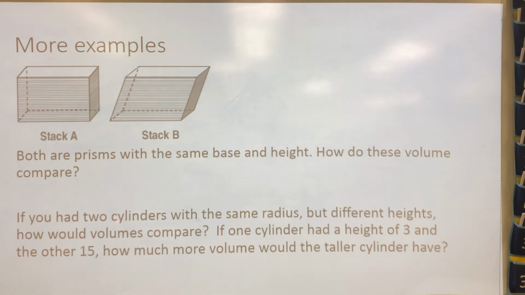One other example to think about to finish this lesson, if you had two cylinders with the same radius but different heights, how would the volumes compare? For example, if one cylinder had a height of 3 and the other 15, how much more volume would the taller cylinder have? Go ahead and calculate that and see what difference you get. Again, don't compare overall answer, compare the difference in the answers. Is it twice as much, 3 times as much? Okay, use that as your comparison for not just this problem, but all of these problems in this particular lesson.